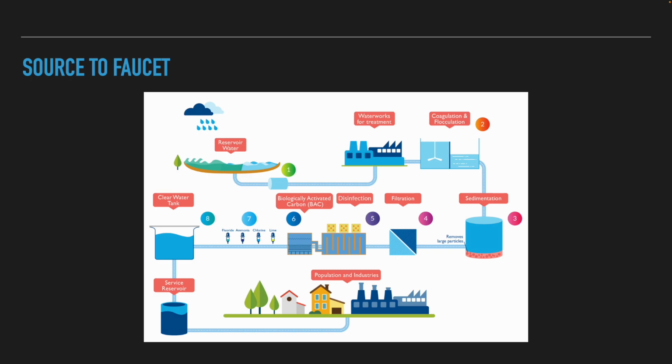Next, specific compounds are added to the water like lime, chlorine, fluoride, and ammonia to help keep the water clean until it gets to the faucet. Next, the water is transferred into a service reservoir and pumped from there to homes and plants.